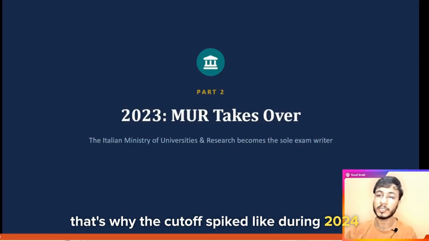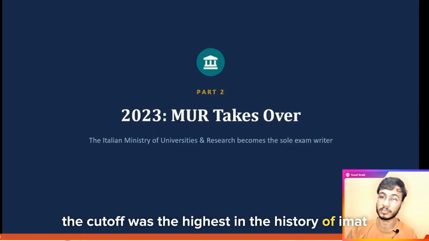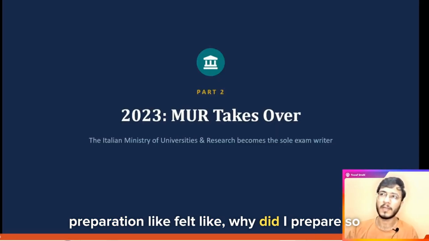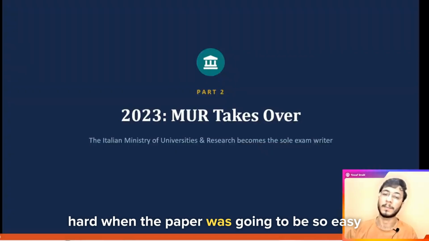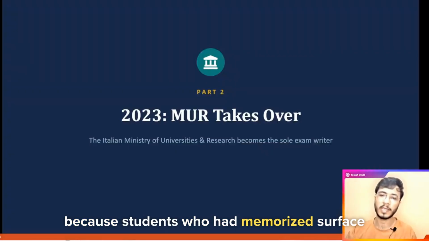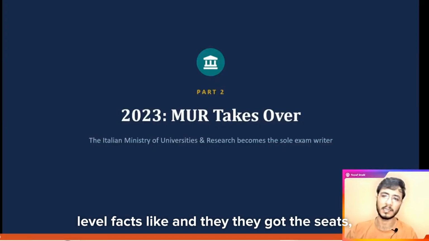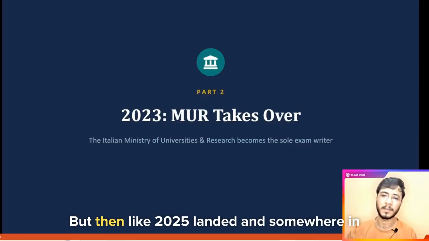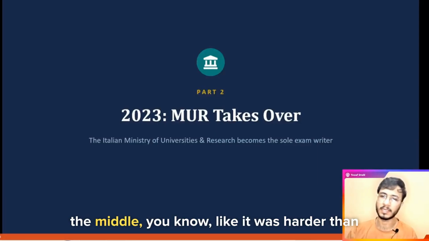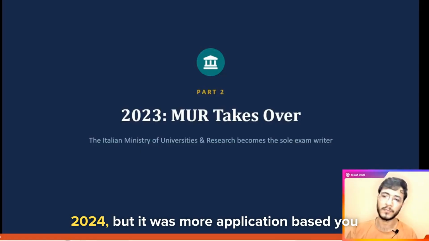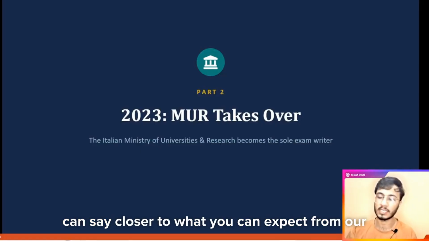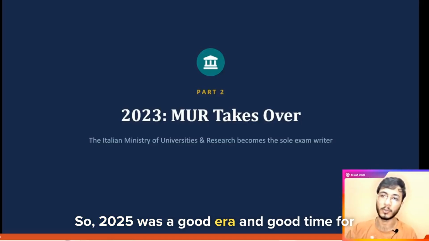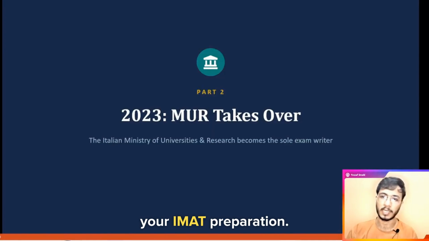During 2024 the cutoff was the highest in the history of IMAT, and students who had grinded really deep in preparation felt like, why did I prepare so hard when the paper was so easy? Because students who had memorized surface level facts got the seats, right? That was a hard thing to accept. But then 2025 landed, and it was somewhere in the middle. It was harder than 2024, but more application based, closer to what you can expect from a rigorous admission test. So 2025 was a good time for your IMAT preparation.